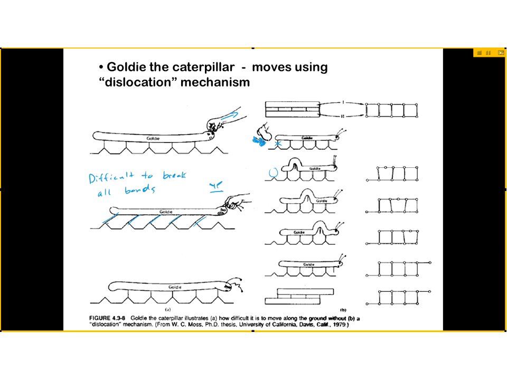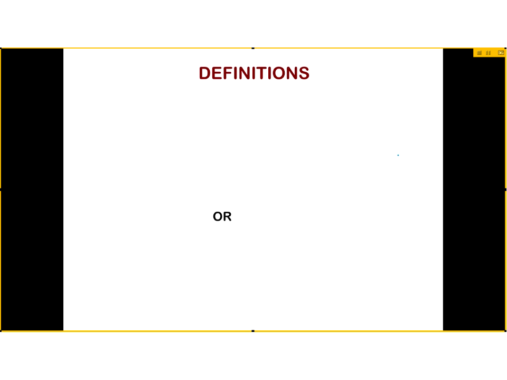So instead of breaking 1, 2, 3, 4, 5 bonds all at once, which takes a lot of energy, you're only breaking one bond at a time. And the bond then, or the slip, propagates. We can view that in this dislocation mechanism here, showing this edge dislocation propagating through the crystal lattice. Okay.